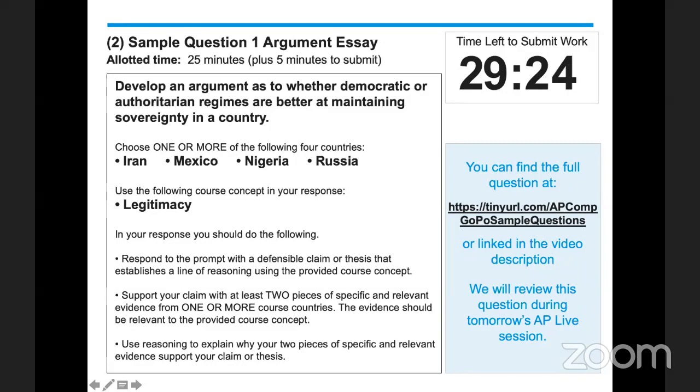So the rest of the directions are what we've seen: respond to the prompt with a defensible claim or thesis that establishes a line of reasoning. You have to have reasoning, some kind of because in your thesis. Support your claim with 2 pieces of country-specific and relevant evidence from one or more of the course countries. The evidence should be relevant to the provided course concept. So you've got to bring legitimacy in through your thesis. In each of your evidence paragraphs, use reasoning to explain why 2 pieces of specific and relevant evidence support your claim or thesis. You're probably going to breathe a sigh of relief if you thought Monday's was difficult, because you're probably going to think this is easier.